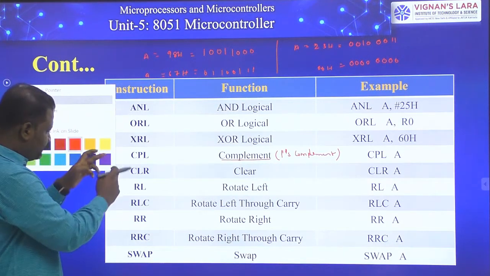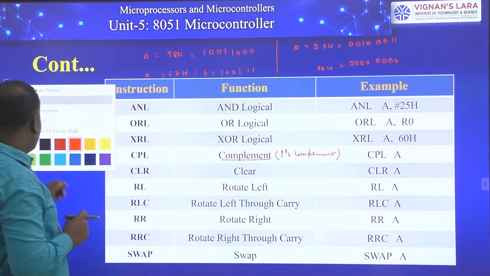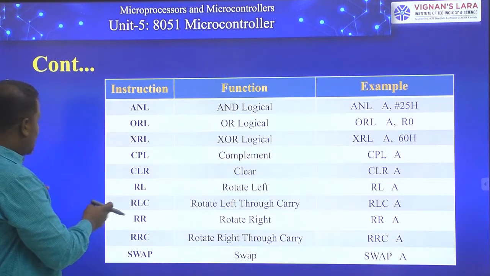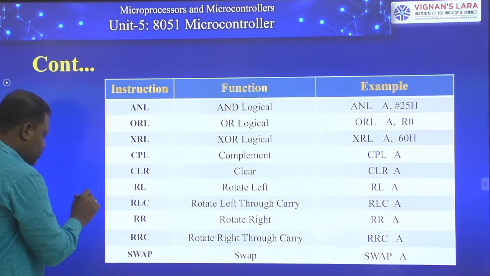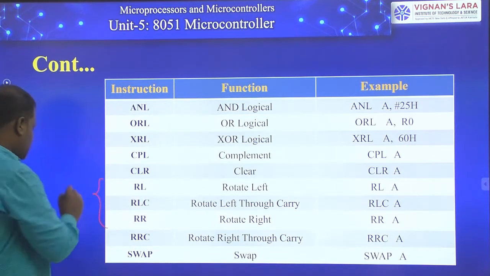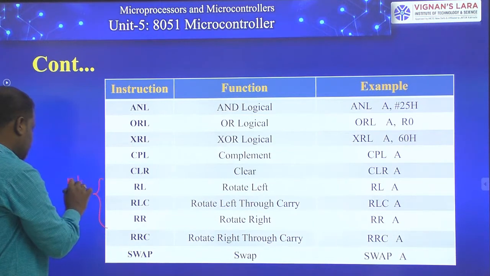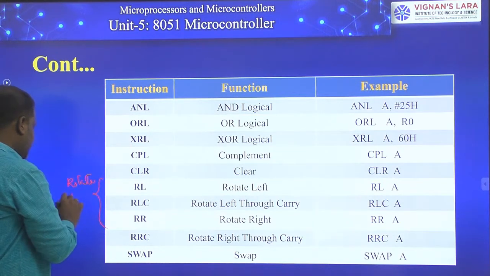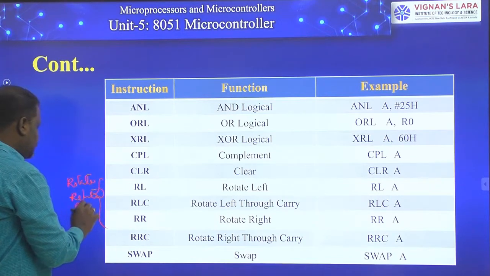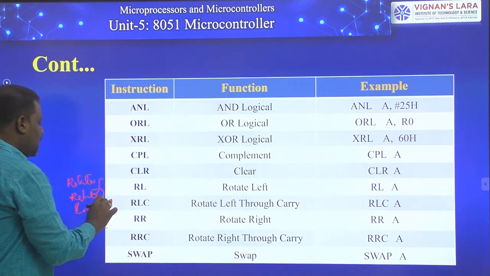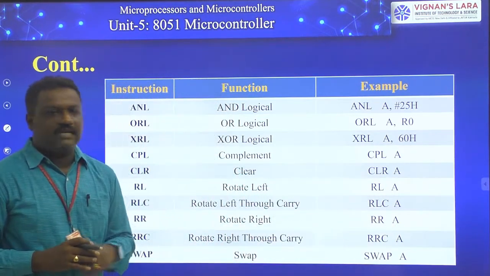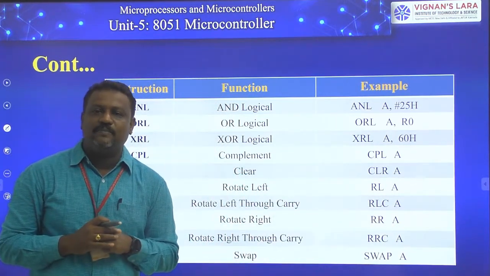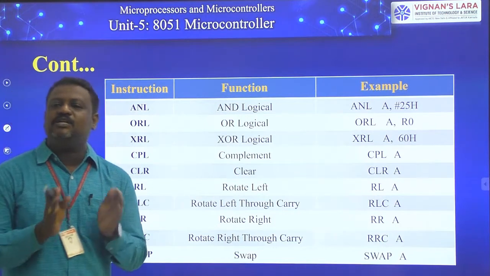So the next 4 instructions are RL, RLC and RR, RRC. These 4 instructions we can call rotate related instructions. With these rotate related instructions, we always do the rotate operation only on the content of accumulator.